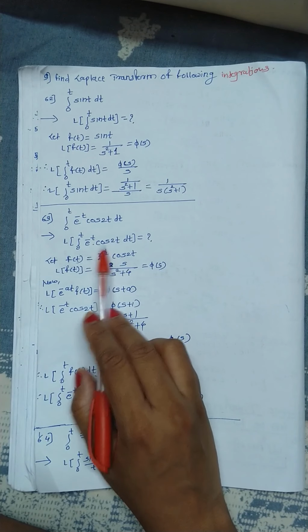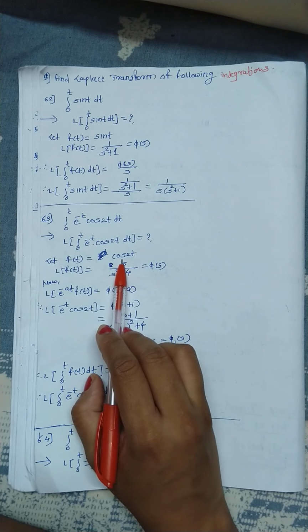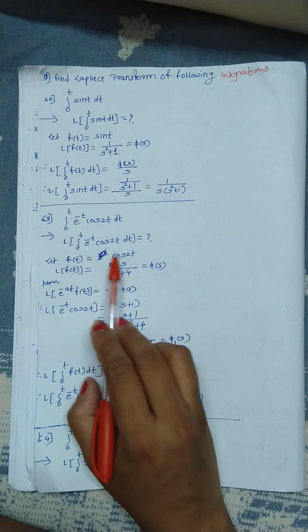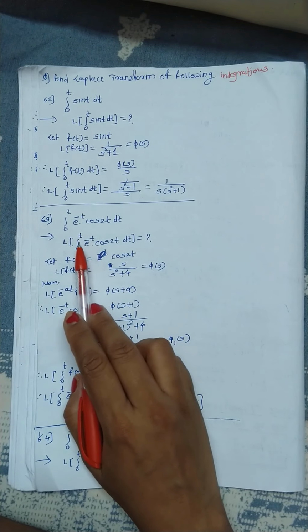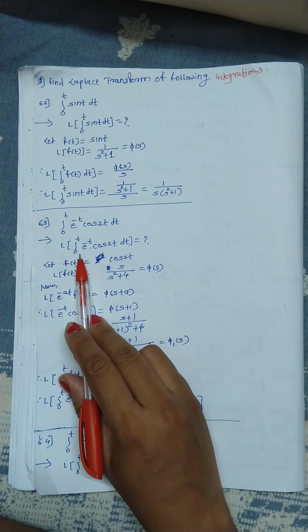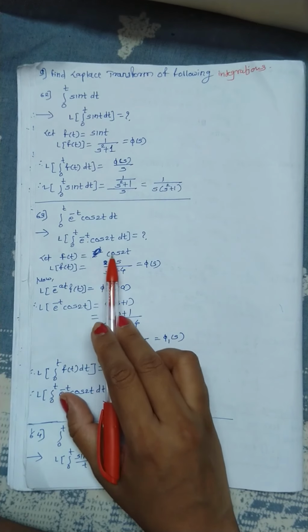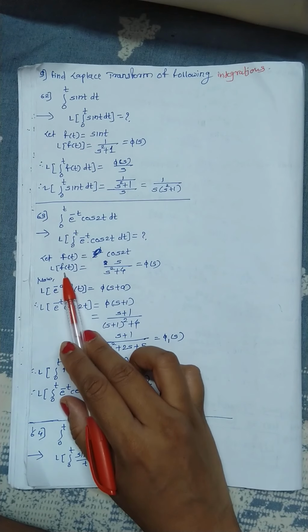That's why we have to start with let f of t is equal to cos 2t, so that we can apply the exponential property here. Then we can apply our original integration formula, Laplace of integration. Now let f of t is equal to cos 2t. We have to find out Laplace of this.